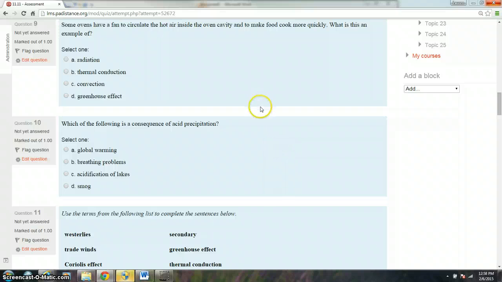Question 9. Some ovens have a fan to circulate the hot air inside the oven cavity to make food cook more quickly. What is this an example of? A. Radiation, B. Thermal conduction, C. Convection, D. Greenhouse effect. So, radiation, thermal conduction, convection, or greenhouse effect.